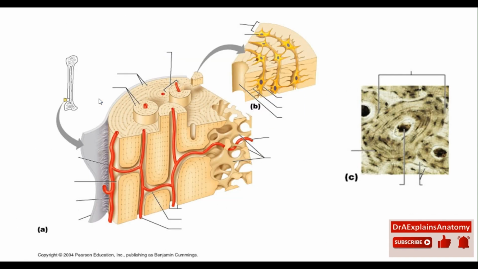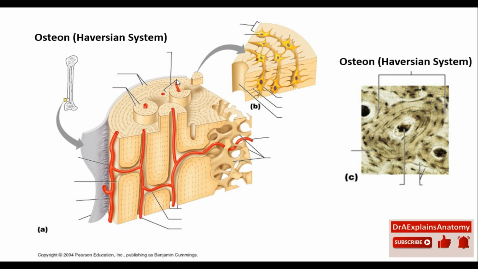Let's move to the second figure. First, the compact bone right here consists of osteons. This right here is one osteon, also called the Haversian system. On the histology, we can also see one osteon, which is called Haversian system. Each ring in the osteon is called lamella. You can see the lamella.